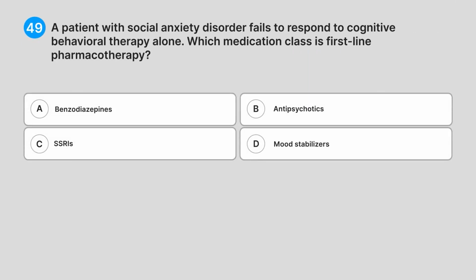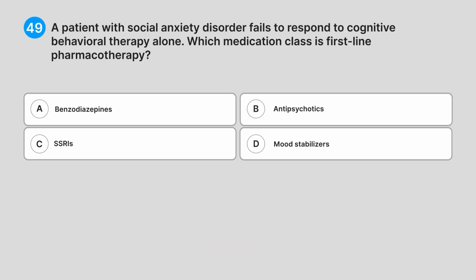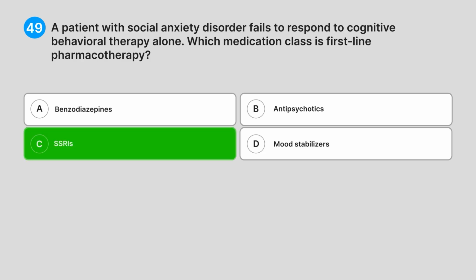49. A patient with social anxiety disorder fails to respond to cognitive behavioral therapy alone. Which medication class is first-line pharmacotherapy? A. Benzodiazepines, B. Antipsychotics, C. SSRIs, D. Mood stabilizers. Can you guess the answer? Correct answer, C. SSRIs.